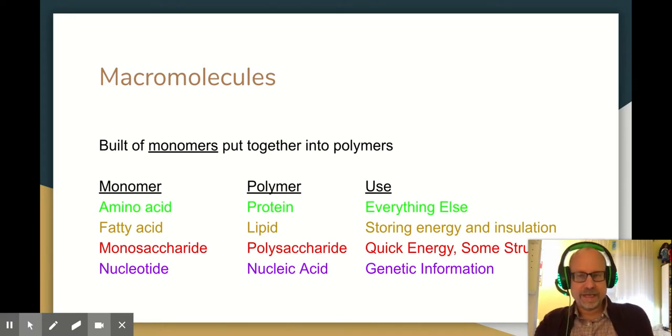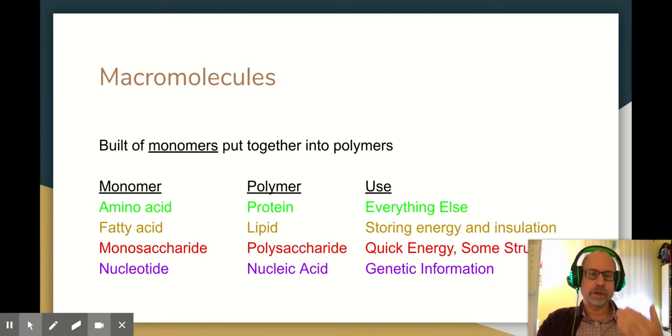Then you have fatty acids as a monomer. You string them together, you get a lipid, which is the polymer. Lipids are used for storing energy and insulation. Then you have monosaccharides, which is the monomer. You string them together, you get a polysaccharide. Polysaccharides are used for quick energy. Some structures are made of that, primarily in plants.